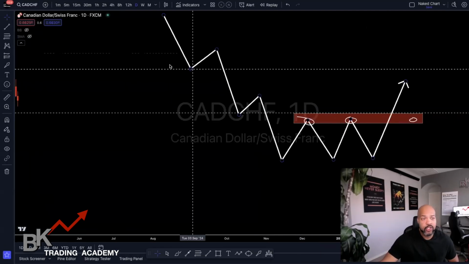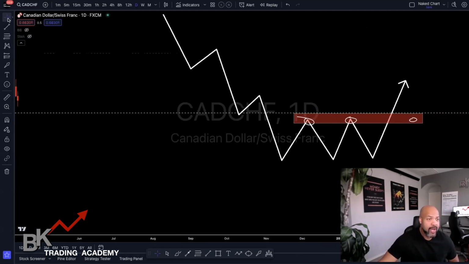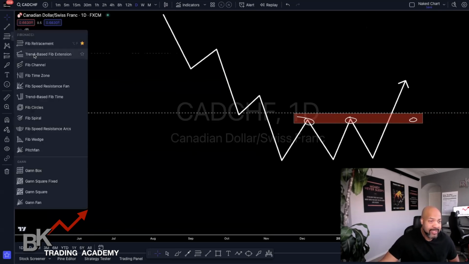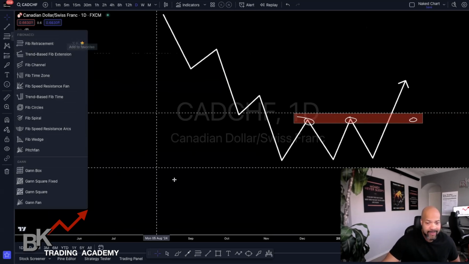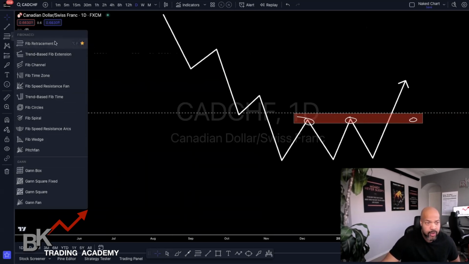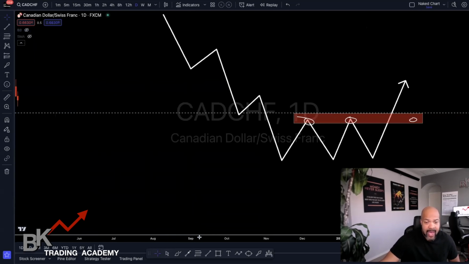So if you're using TradingView, if you look at the third column, 1, 2, 3 to the left, click this arrow and you'll see a list of tools here. It'll say fib retracement. Click the yellow star if you want to have it saved on your list here so that you don't have to go here and click it all the time. I can go right here at the bottom of my screen, and now I have it tagged.